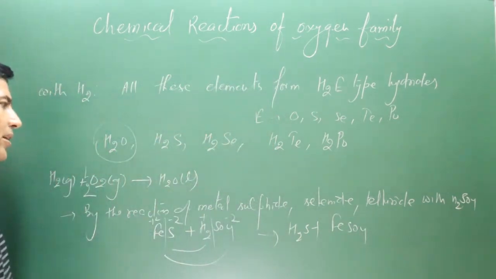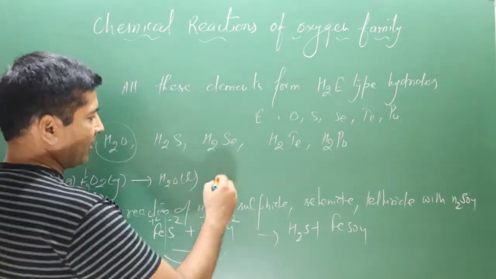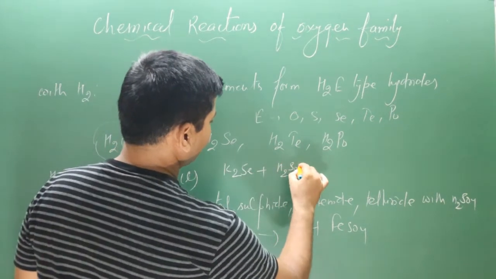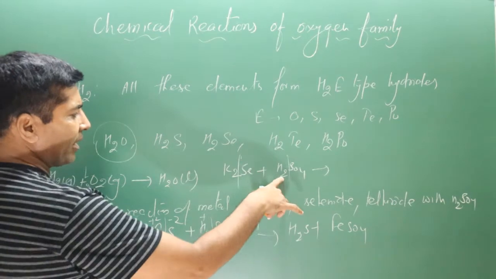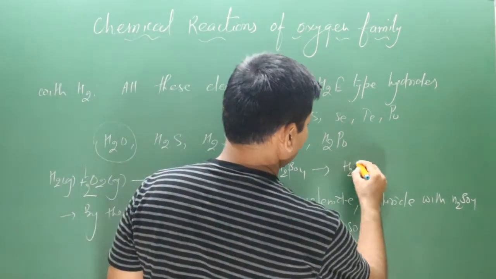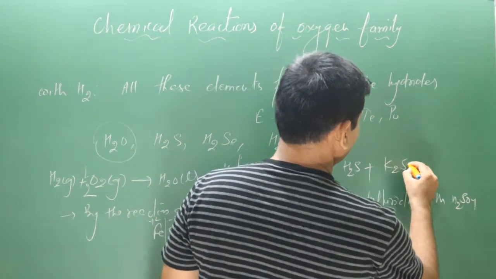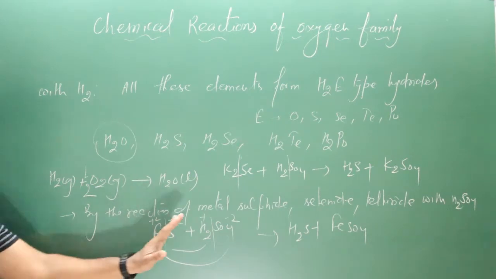In a similar manner you can complete the formation of the hydride of selenium. Let's say we have potassium selenide reacting with H2SO4. You break it from here, H2Se, and plus we get K2SO4, potassium sulfate. So that is how we can prepare the hydrides of these elements very easily by using this method.